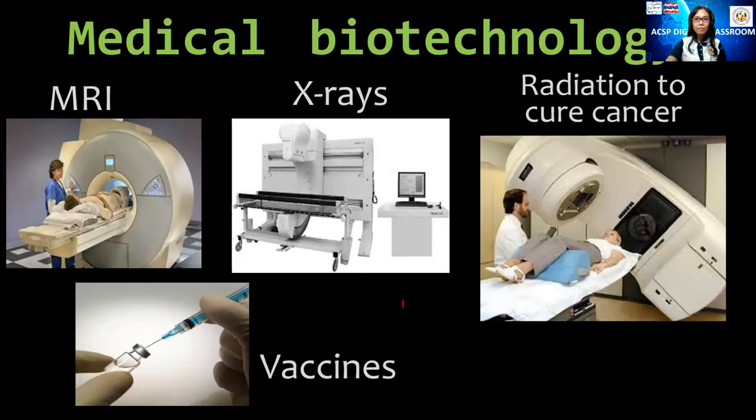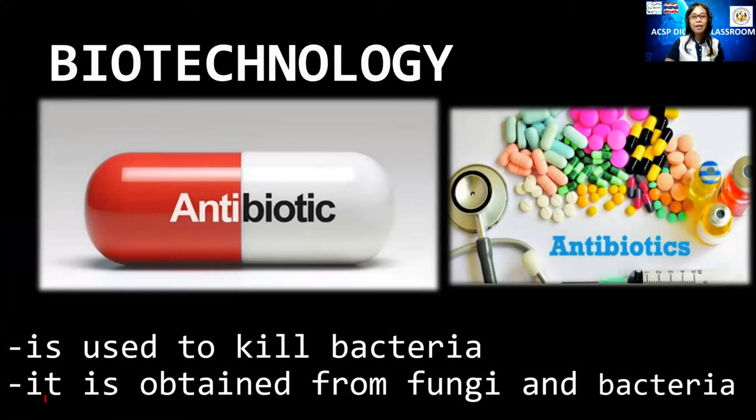And then medical biotechnology. This is defined as the application of biotechnology tools for producing medical products. Okay, so these products can be used for diagnosis, prevention, and treatment of diseases. For example, we have MRI, we have x-rays, radiation to cure cancer, and we have vaccines. This is antibiotic. Antibiotics are the best known products of medical biotechnology that are used to treat bacterial infection. It is used to kill bacteria. We use fungi and bacteria to make antibiotics.